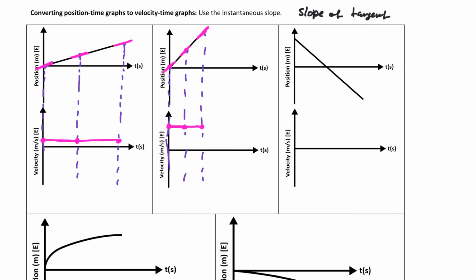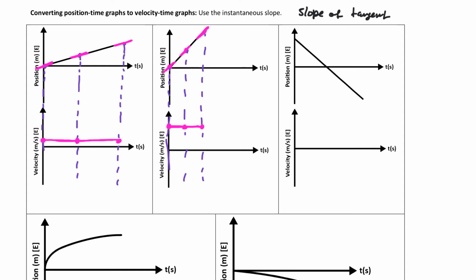So you can see that whenever the position time graph has a straight line, the velocity will be consistent. It will not change. So the velocity here always stays about the same value, because the instantaneous rate of change of position with respect to time is consistent throughout this whole graph.